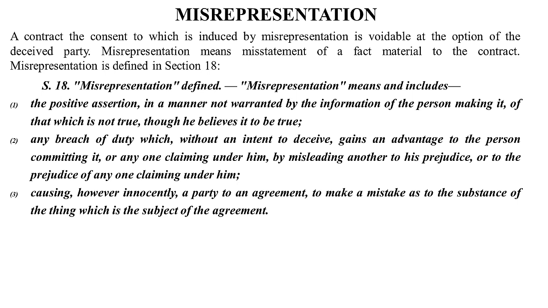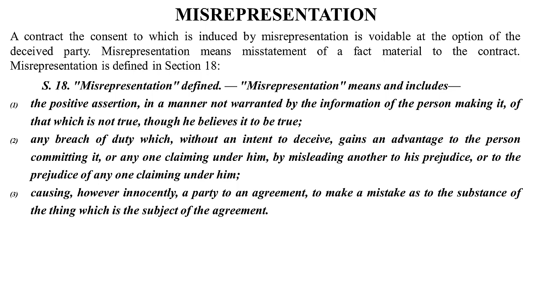So, under misrepresentation, as you can see, a contract, the consent to which is induced by misrepresentation, is voidable at the option of the deceived party. Misrepresentation means misstatement of a fact material to the contract. Misrepresentation is defined in section 18, whereby section 18 says that misrepresentation means and includes, number 1, the positive assertion in a manner not warranted by the information of the person making it, of that which is not true, though he believes it to be true.